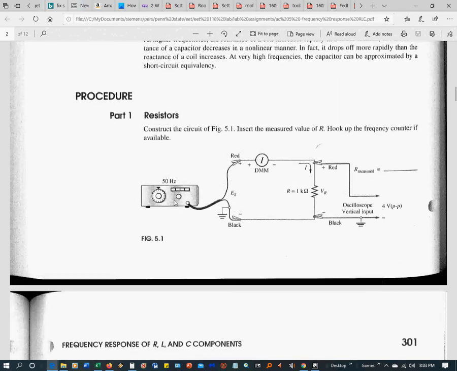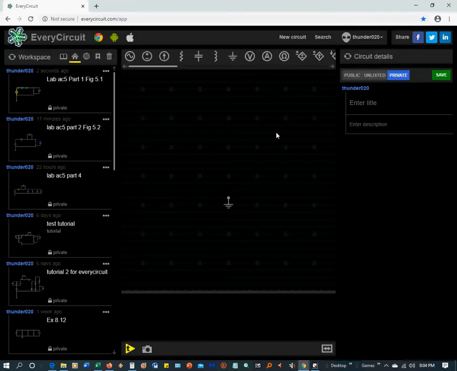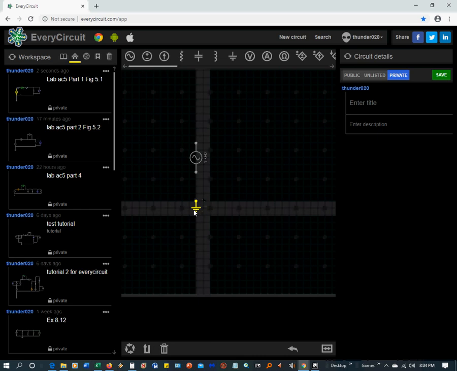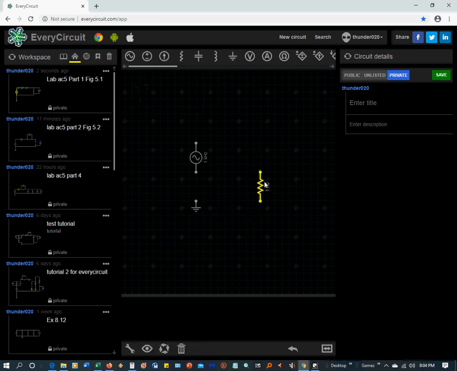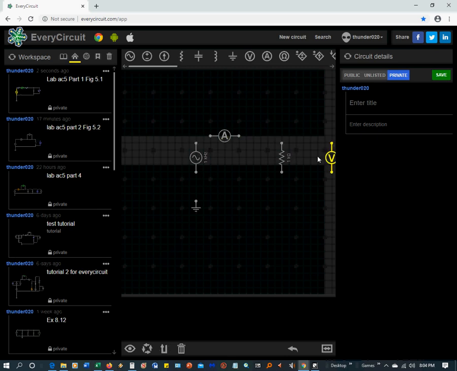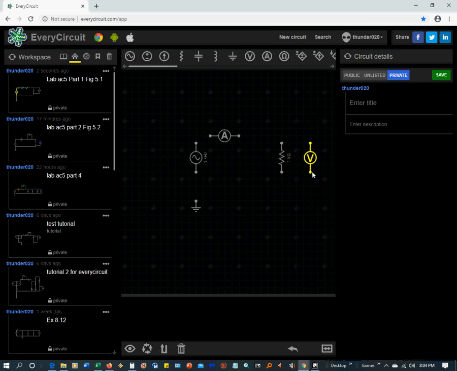This is part one. We have an AC voltage source, an ammeter, and a 1K resistor, and we're monitoring the voltage across it, looking for 4 volts peak to peak. So if I go over to EveryCircuit, I started a new circuit, and I'm going to put in an AC source, put in a resistor, put in an ammeter, put in a voltmeter across it, and then connect them up.